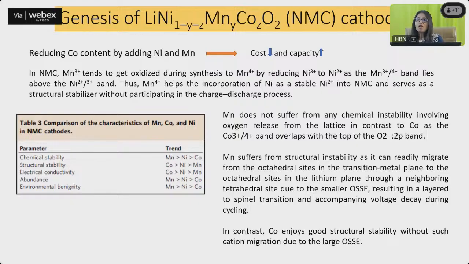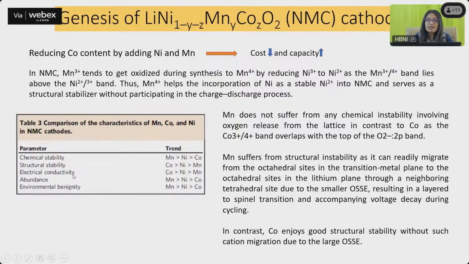In contrast to it, cobalt enjoys a good structural stability without such cation migration due to the very high octahedral site stabilization energy, which I had already shown in the previous slide. So now you look into these particular parameters and the trend. Chemical stability, manganese is definitely having much more chemical stability compared to cobalt. Whereas when I talk about structural stability, cobalt is much more structurally stable compared to manganese.